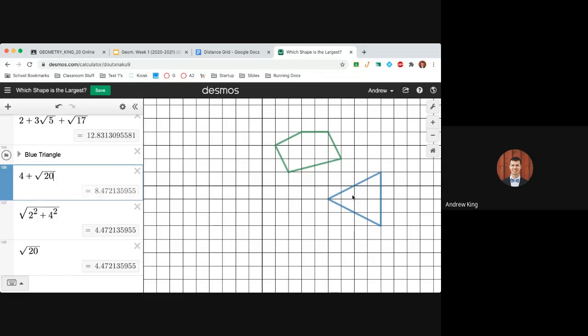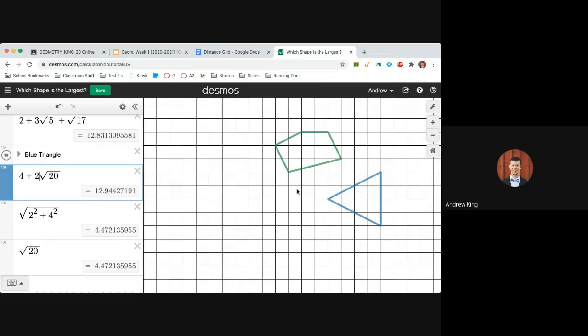And what else? We said that's this segment or this segment. I have 2 of them. So let's take that square root of 20 and multiply it by 2. The answer then comes out to be 12.94. So it turns out the blue triangle has a slightly longer perimeter by about 0.1 units.